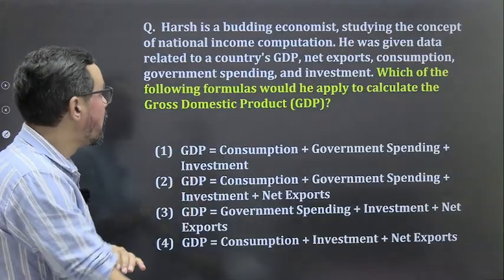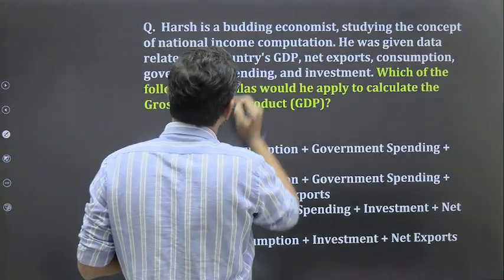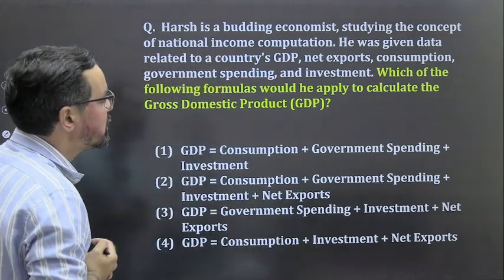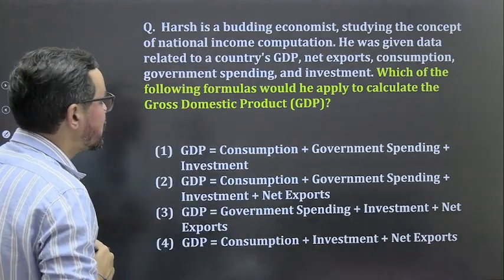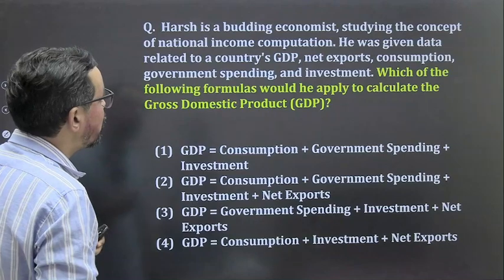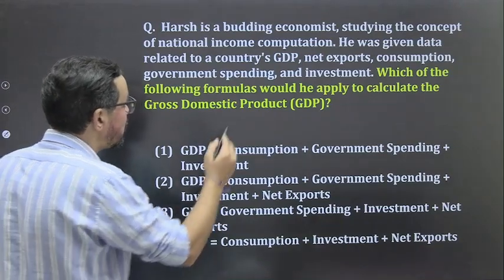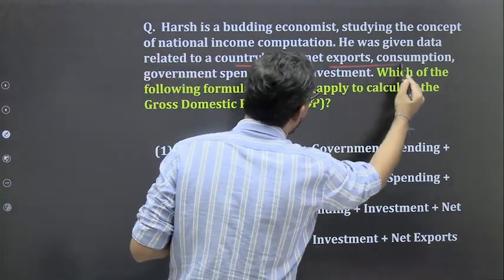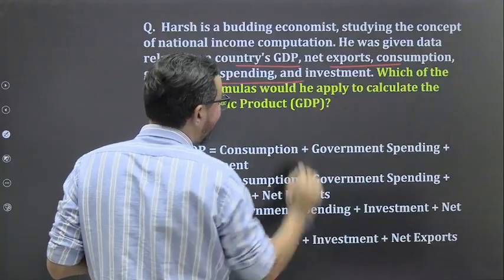ठीक है, next one. Here is a budding economist studying the concept of national income computation. He was given data related to a country's GDP, net export, consumption, government spending, and investment.